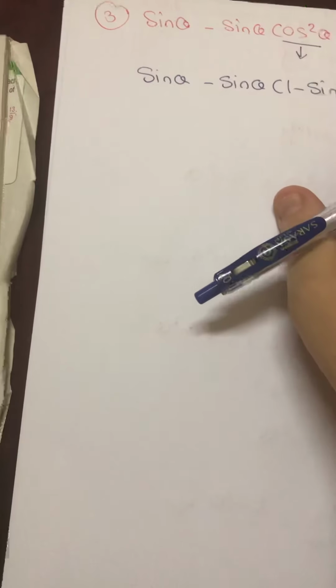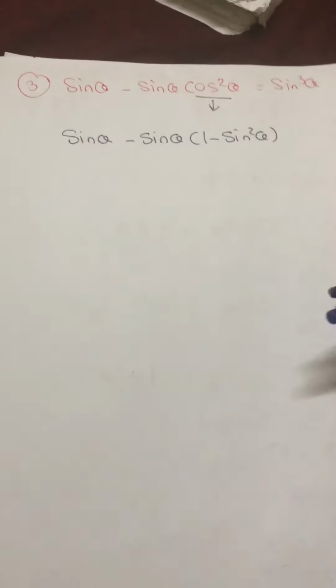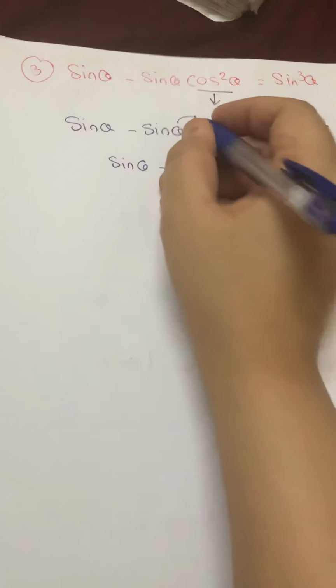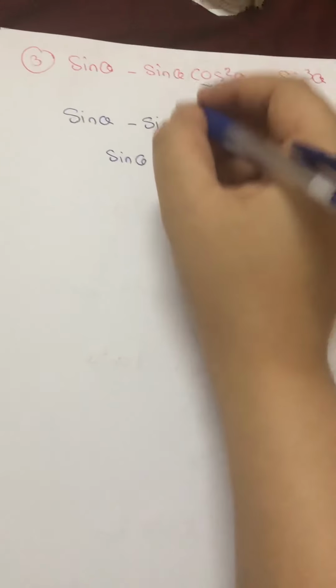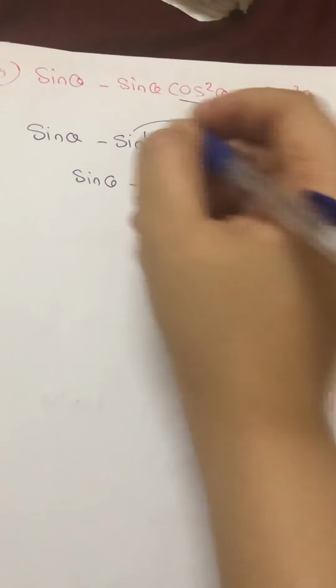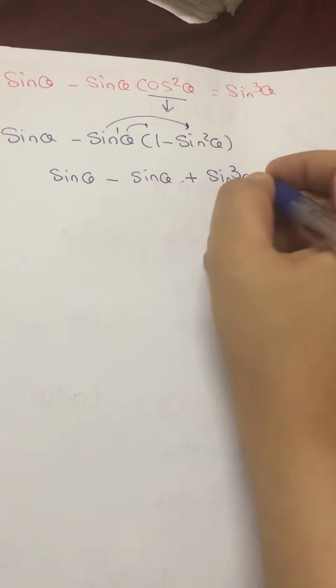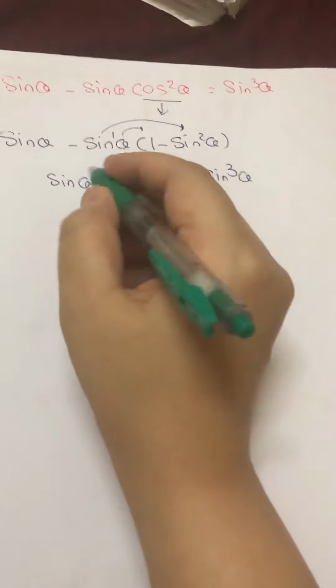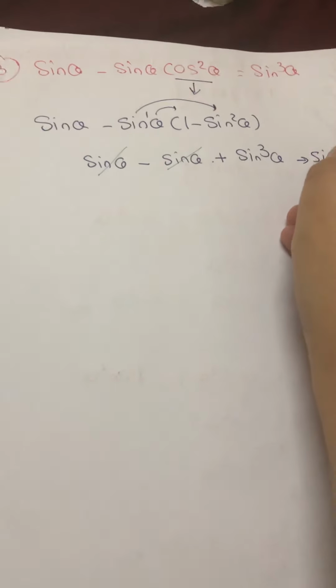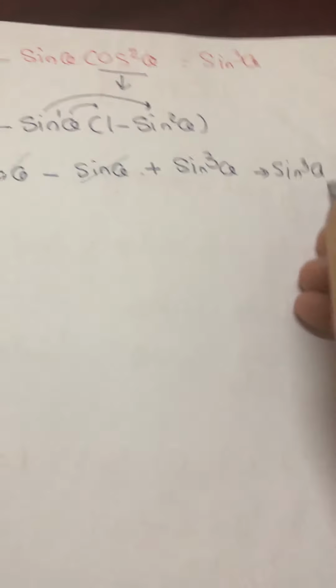Do not write equals to sine cubed theta. I don't want to drag it with me and suddenly I find you taking it to the left side. Now if I distribute, I'm going to get sine theta minus this multiplied by this is minus sine theta, and this multiplied by this, a minus times a minus will give me a positive, and 1 plus 2 will give me sine cubed theta. What happened is that this canceled this, and now we have sine cubed theta, so I have proved it. This was for question number 3.